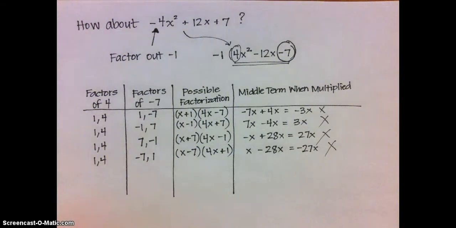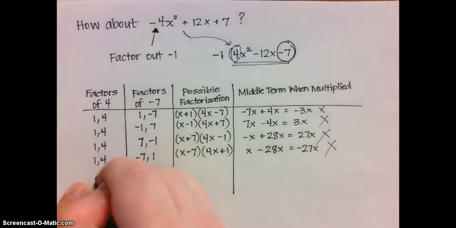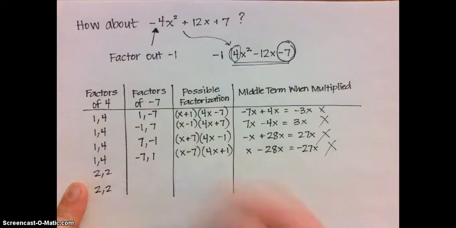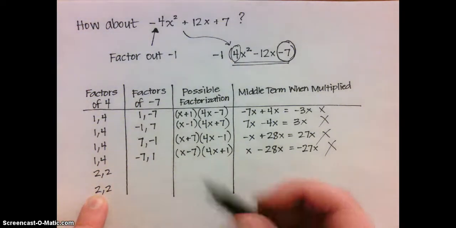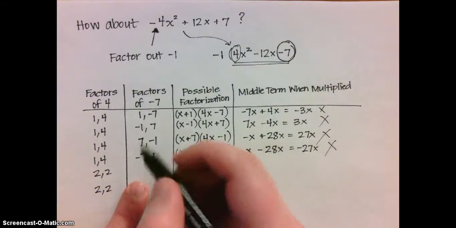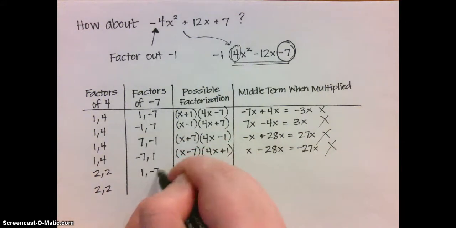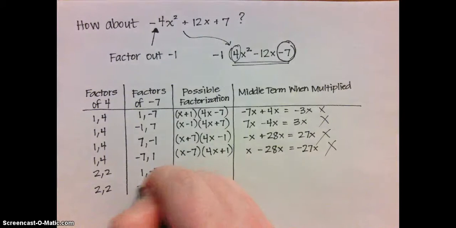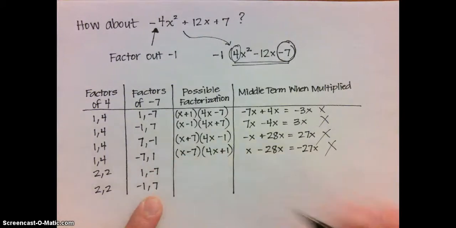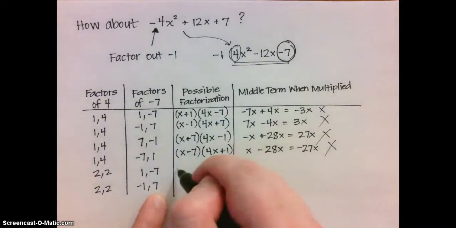But you know what? There are more factors of 4. So I kind of held off on that. I can also do 2 and 2. And I'm only going to write it twice, because it's the same number, there's only going to be 2 different possibilities. So again, I can have +1 and -7. Or I can have -1 and +7. All right, so here we go. Let's try these out.